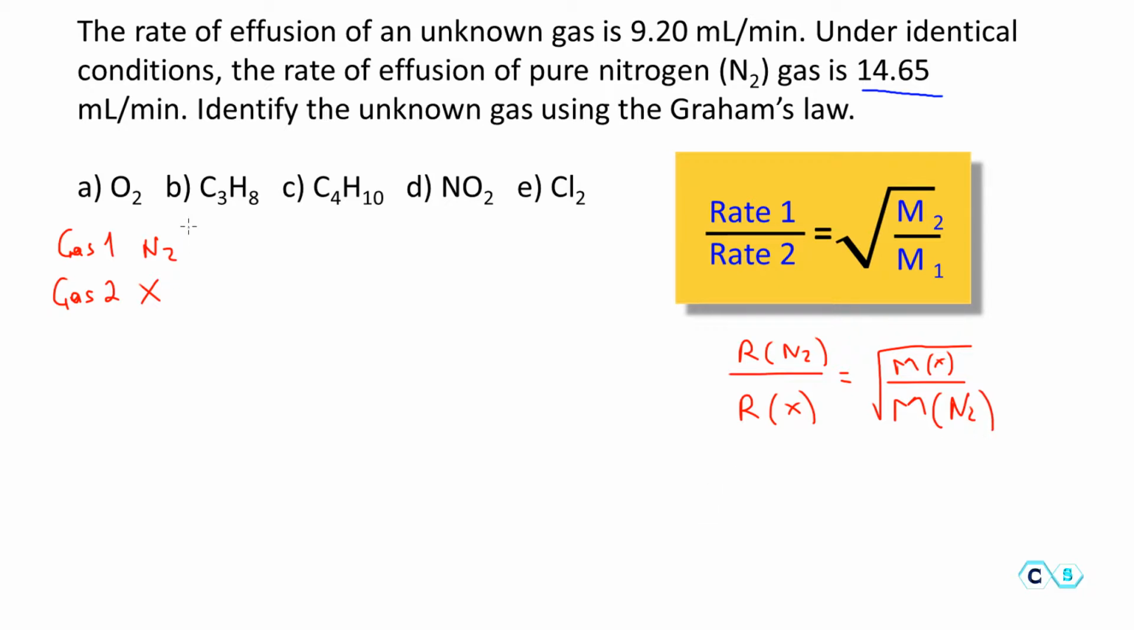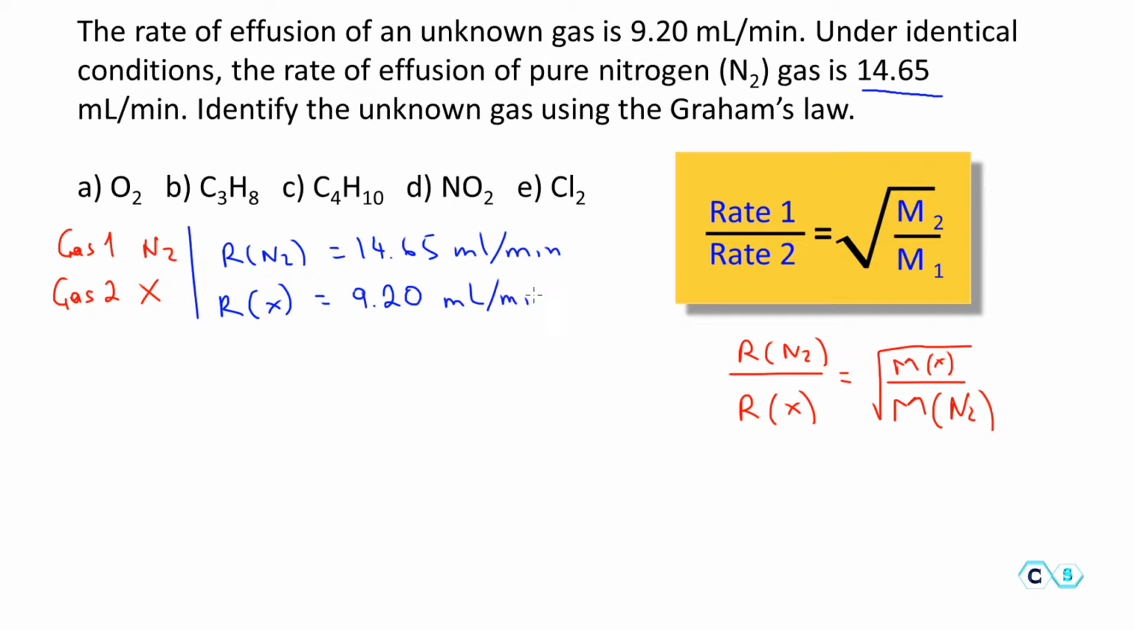Okay, let's write down what we have. The rate of effusion for the nitrogen is equal to 14.65 milliliters per minute. We also have that the rate of the unknown gas is equal to 9.20 milliliters per minute.